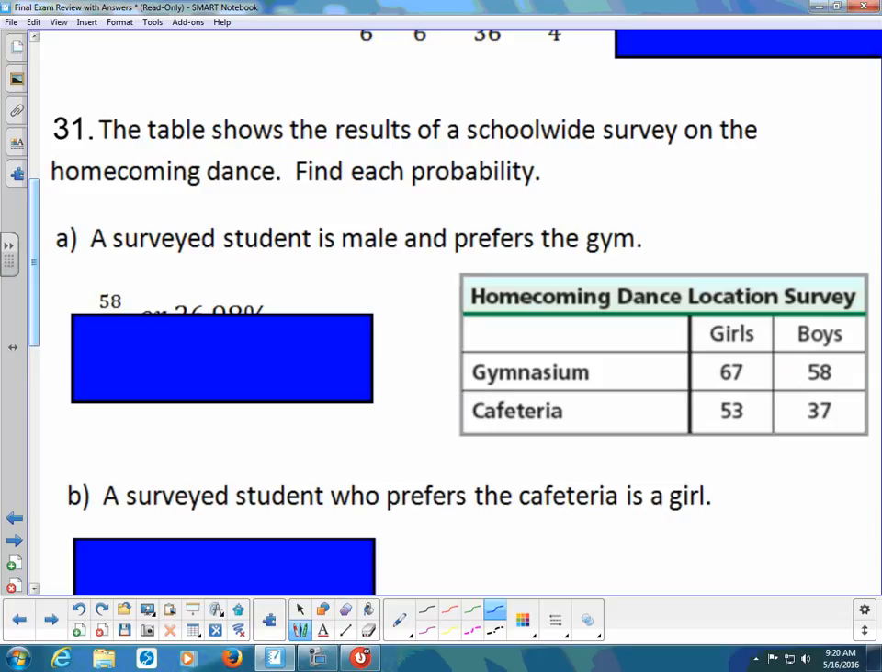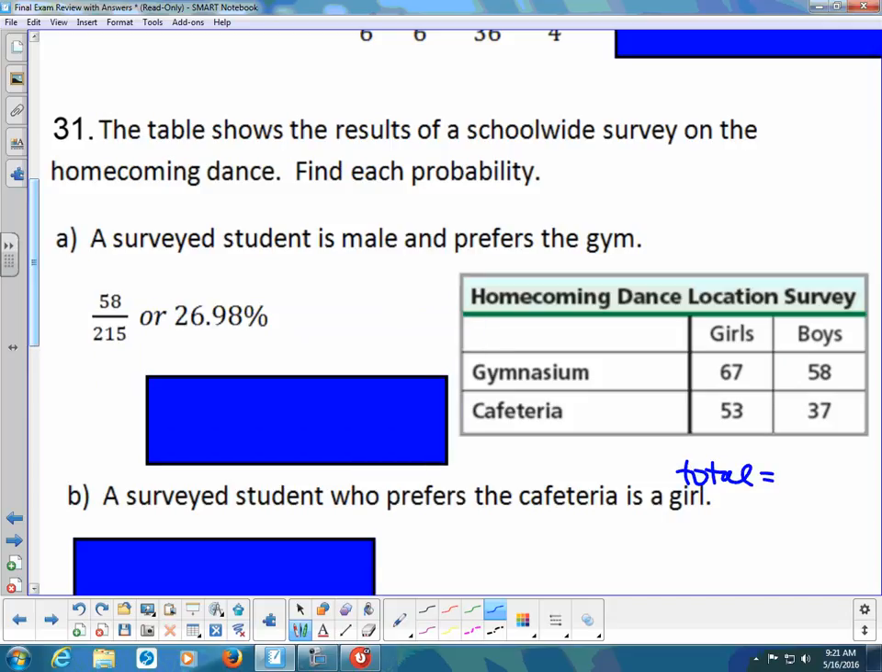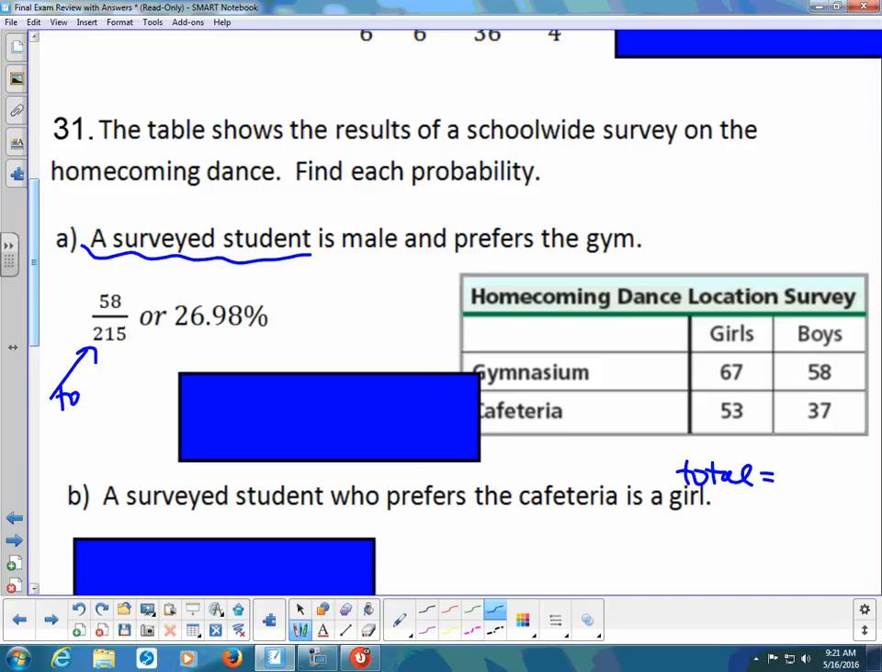What would be my denominator? I'm just talking about a surveyed student. I'm going to add the total for all of these. So if I add all 4 numbers, my total for all of this, I'm going to end up with 215. So since it just said a surveyed student, it's kind of generic there, this is the total for the whole table.